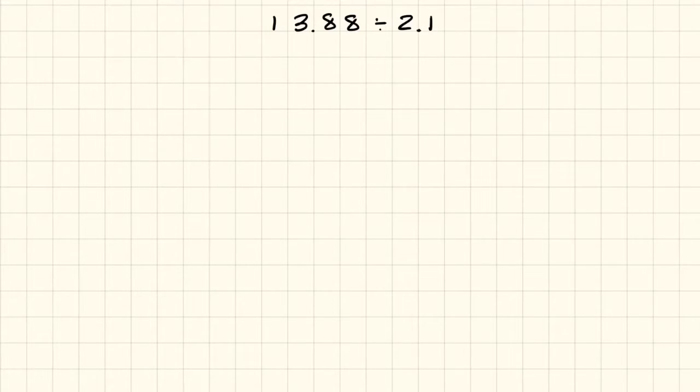So we'll start with 13 and 88 hundredths divided by 2 and 1/10. As we saw in the first video, I'm going to come down and write my 13 and 88 hundredths. I'm going to divide that by 2 and 1/10.